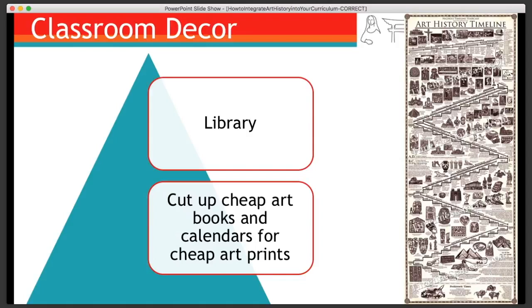You can also set up your classroom to interact more with art history.